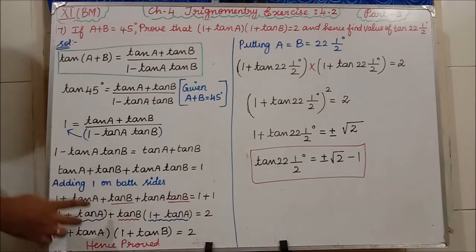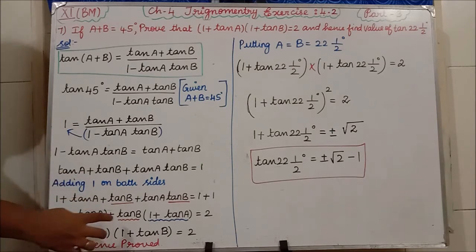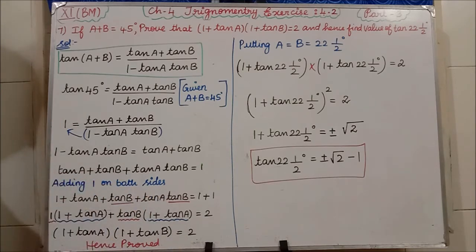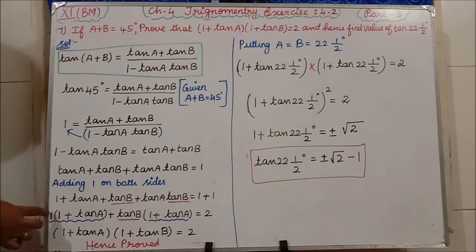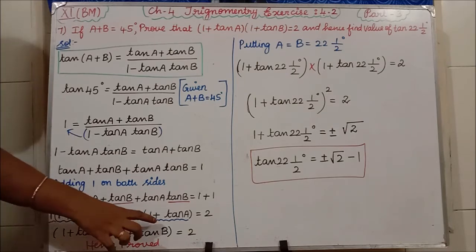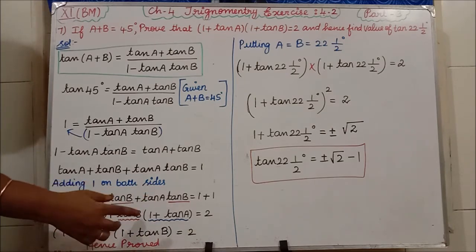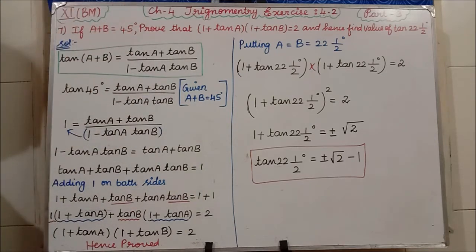Now if you observe, here 1 plus tan A, there also 1 plus tan A. So I can write 1 plus tan A. Before the bracket here nothing is there, which means we have to consider 1. Here before the bracket we are having tan B, so we have to write that in a separate bracket. So 1 plus tan B is equal to 2. That is what we had to prove. Write the sign: hence proved.